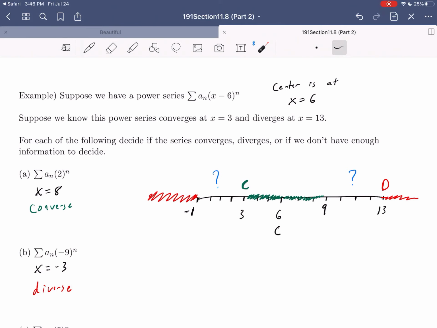All right, this wraps up our section 11.8, which is our introduction to power series. In our next video, we'll be moving into 11.9, where we'll investigate why we want to understand power series. And we'll see that that directly relates to representing functions as power series.